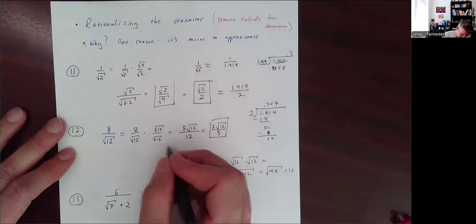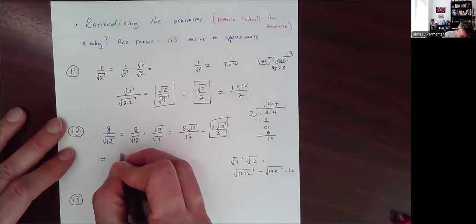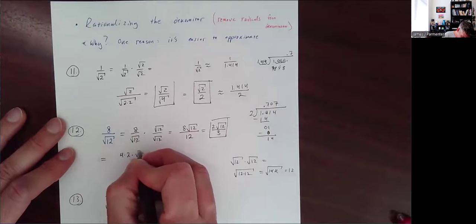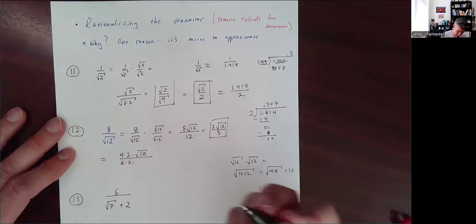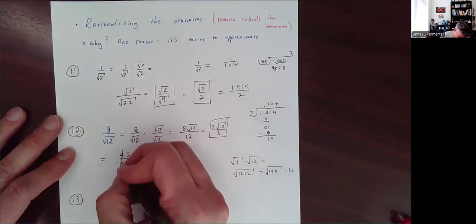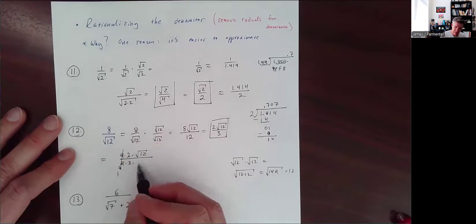If you want to see the extra steps there, we could have written that as 4 times 2 times root 12 over 4 times 3, sorry, just 4 times 3. And then 4 divided by 4 is 1. So you're left with 2 root 12 over 3.